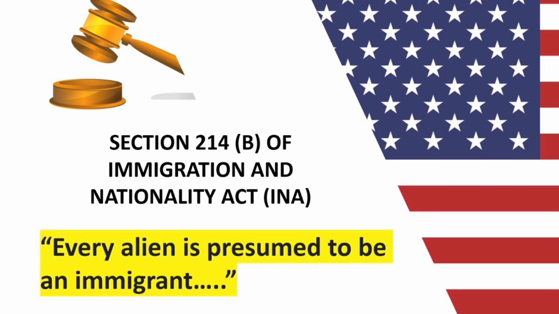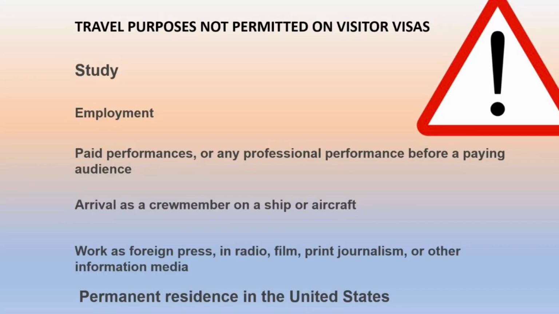So the consular officers abroad have this thinking that when you apply for a visa, for example, a tourist visa, you will stay in the US permanently. So you need to overcome that presumption and show that you are entitled to non-immigrant status. The tourist visa is a type of non-immigrant visa.